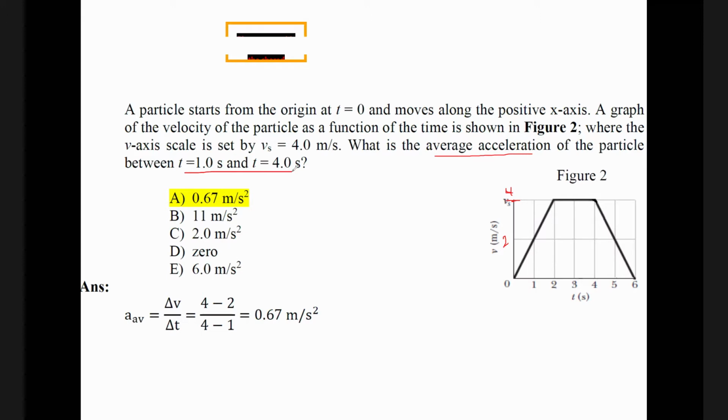What is the average acceleration of the particle between t1 and t4? He gave you everything you need. He said, calculate for me the average acceleration.